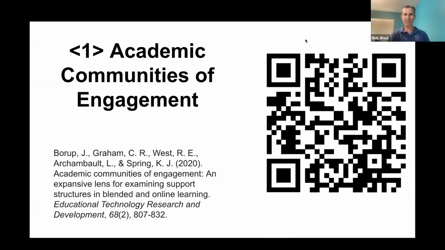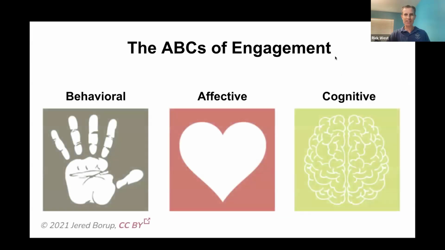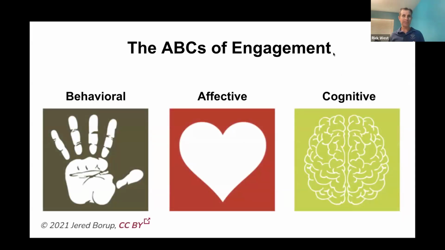And one of the things that we've been doing in this area, some of you may be familiar with Jared Burrup, especially at George Mason, and Charles Graham at BYU, and Leanna Archambault down in Arizona. We've been developing this framework called the Academic Communities of Engagement, which is really centering the idea of online communities, but not centering it on learning, like communities of inquiry, for example. I think that leads to learning, but we're looking at engagement specifically and what helps students to be engaged.